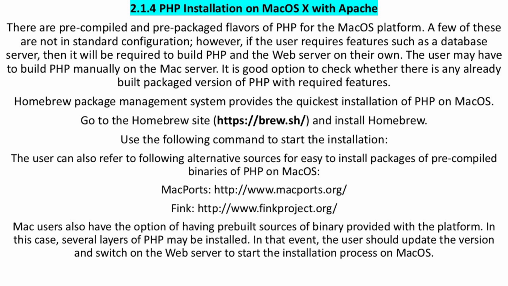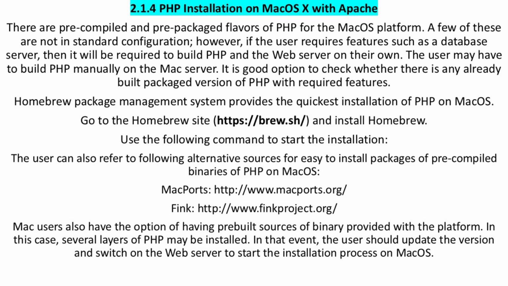Apart from Homebrew, Mac OS users can also use other reliable sources to install PHP. These include MacPorts, which can be found at http://www.macports.org, and Fink, available at http://www.finkproject.org. These platforms provide ready-made, pre-compiled PHP binaries that can be easily installed on Mac OS systems.